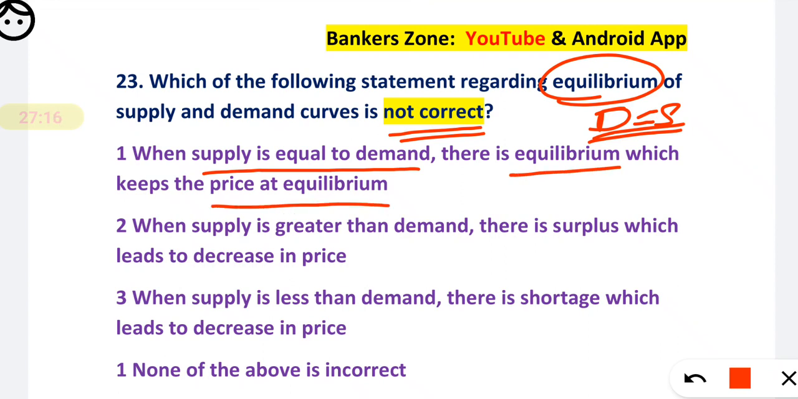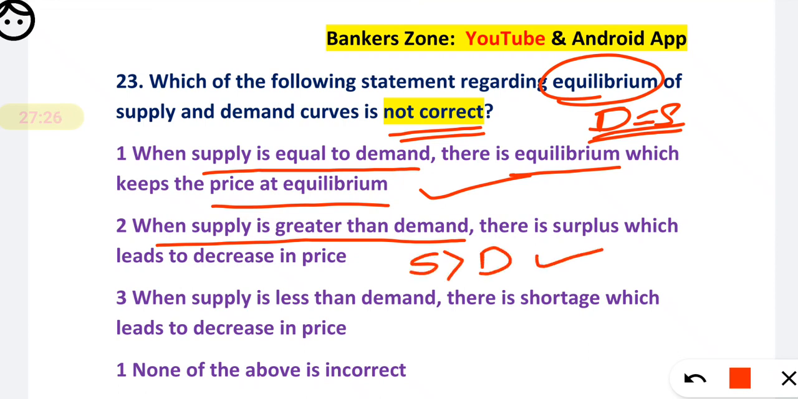Okay. Second option, when supply is greater than demand, there is surplus, which leads to a decrease in price. How can it? When supply is more than demand, the price will decrease. Supply is more than demand, so there will be excess, there will be a surplus in the market, so a decrease in the price. It is okay.